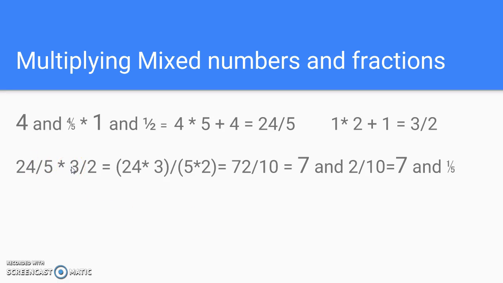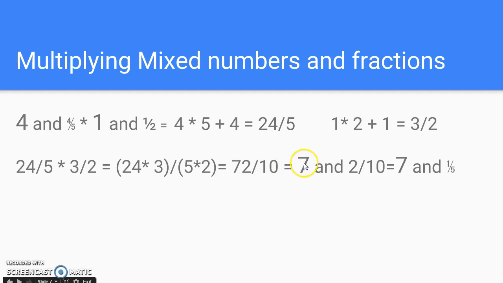So now you're multiplying two fractions together. So you multiply the numerators, 24 times 3, which is 72. And then you take the denominators, 5 times 2, and multiply them together. So 24 times 3 is 72. 5 times 2 is 10. So 72 over 10 is my answer, but now I need to reduce.